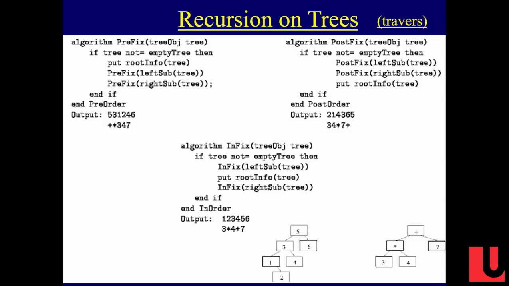Right. So the other order is postfix, where you recurse left, you recurse right, and then you visit the root, right? So here we recurse, we recurse, we recurse, we recurse, we say 2, and then we say 1. And then we say 4, then we say 3, and then we say 6, and then we say 5, right? Here, you recurse, you say 3, 4 times 7 plus, right?